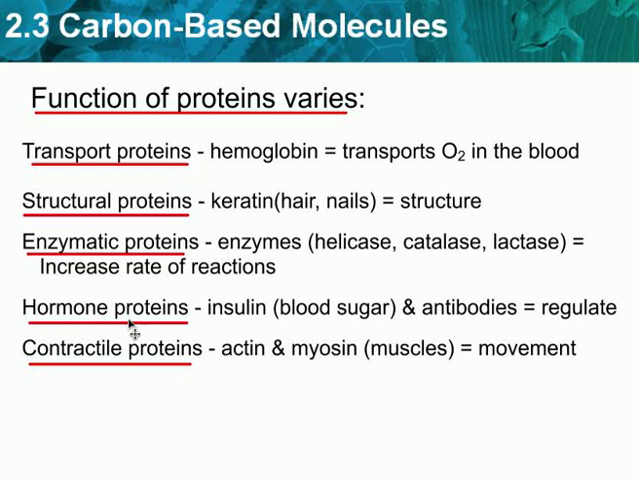There can be hormone proteins, and in this case we're talking about things like insulin that your pancreas would be producing that helps regulate your blood sugar, or antibodies that help fight in your immune system. Those proteins basically help with the regulation of your body. Contractile proteins, these are like your muscle fibers. So actin and myosin are in your muscles, and they're responsible for movement. So they work with contracting the muscles.